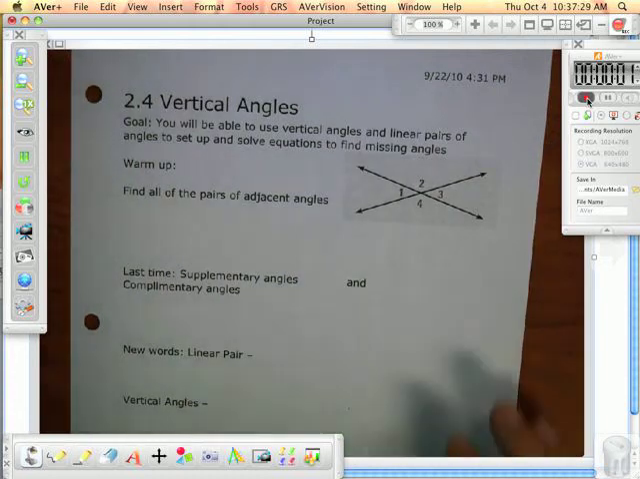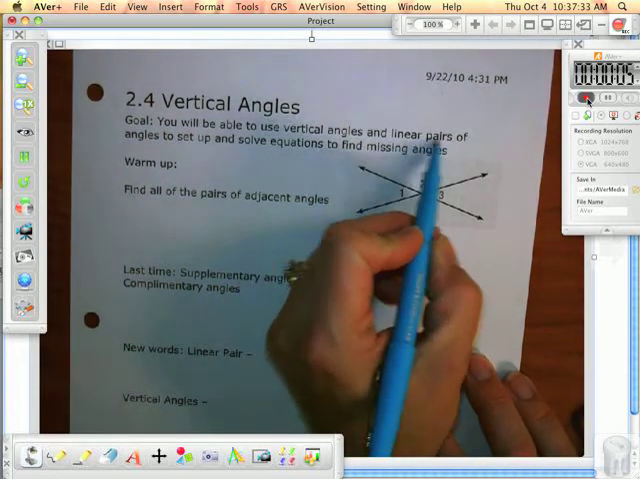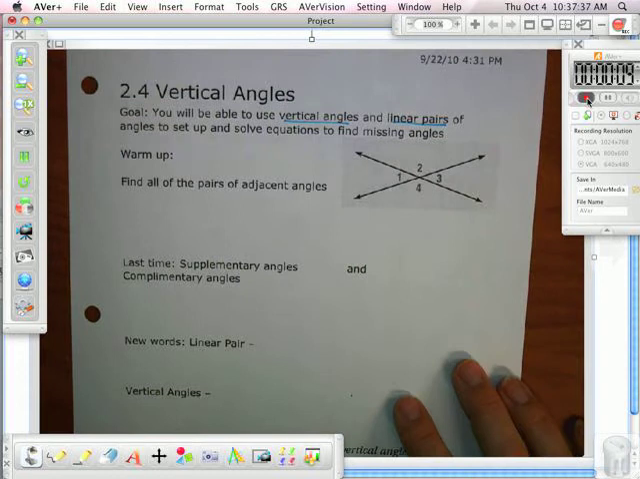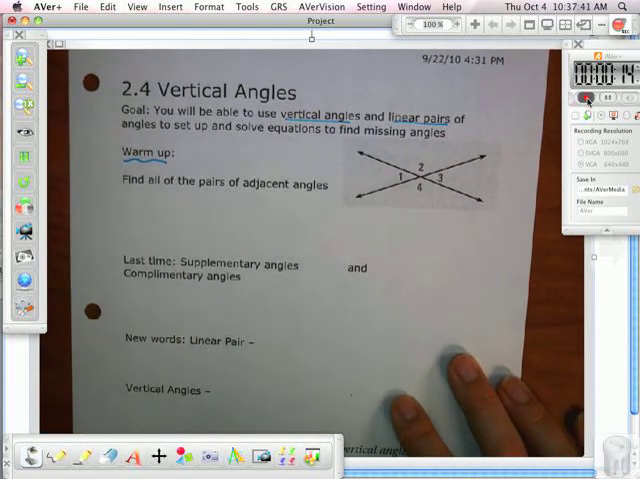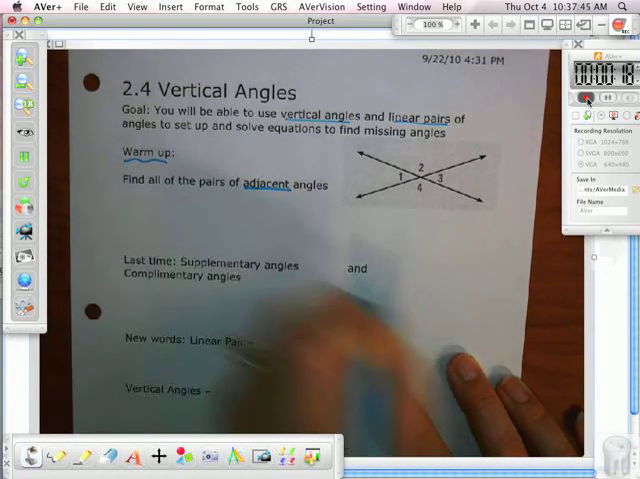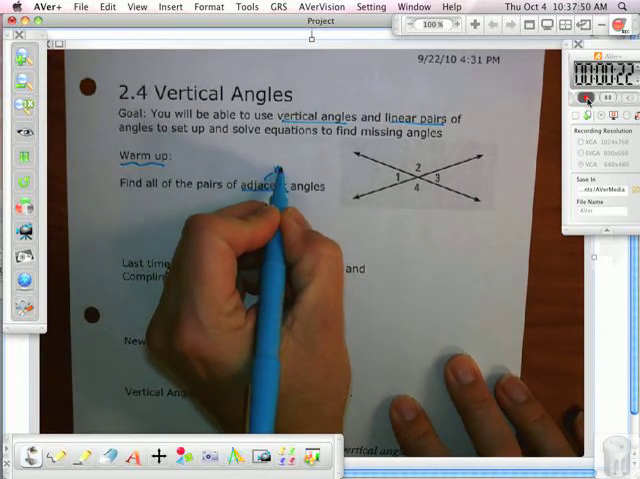Your goal here is to be able to use vertical angles and linear pairs of angles to set up and solve equations to find missing angles. So the warm-up, we don't really need to do it as a warm-up. Let's just do it. Find all pairs of adjacent angles, meaning they're next to each other. So give me one pair of adjacent angles.